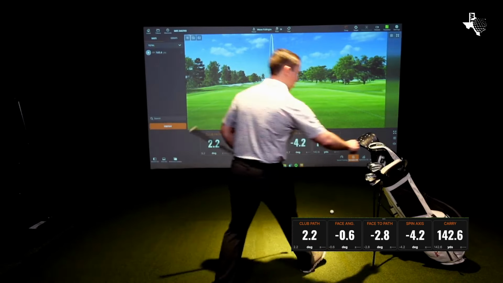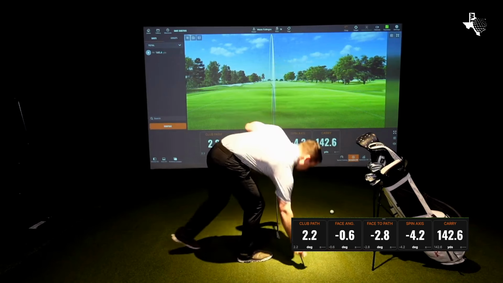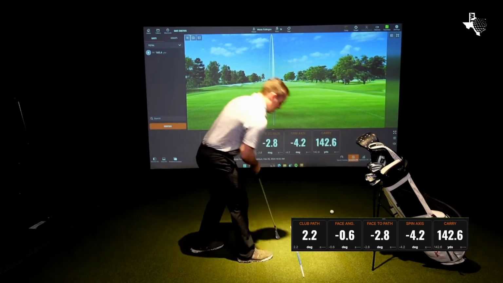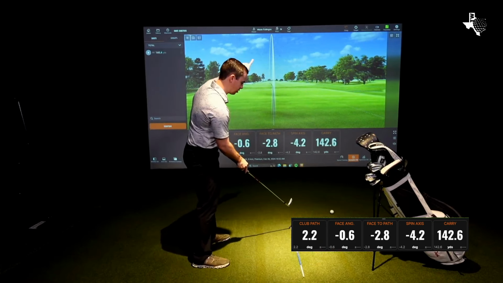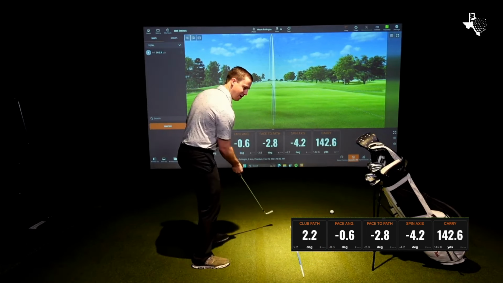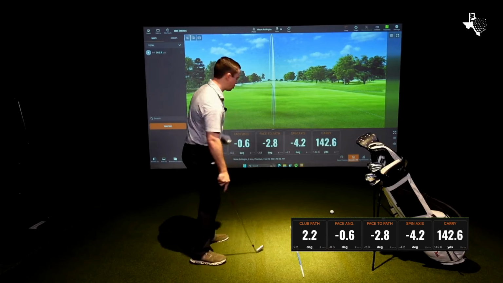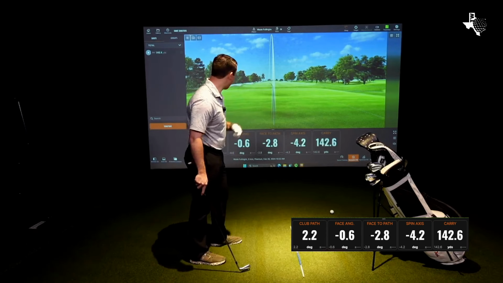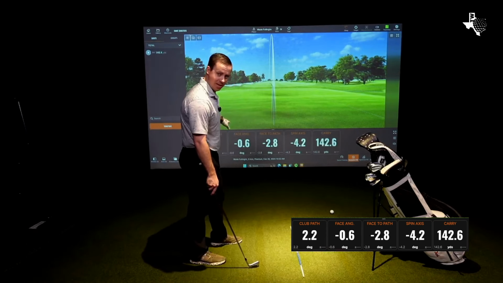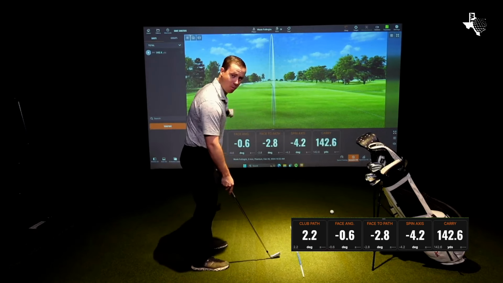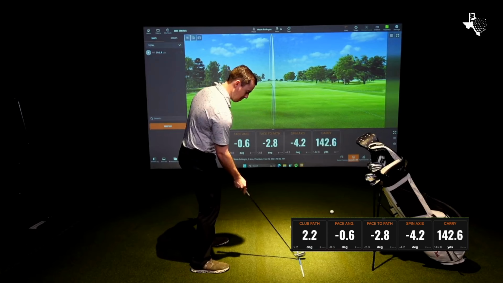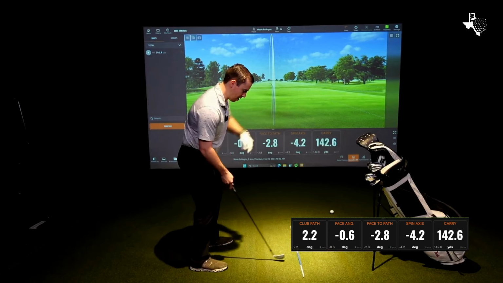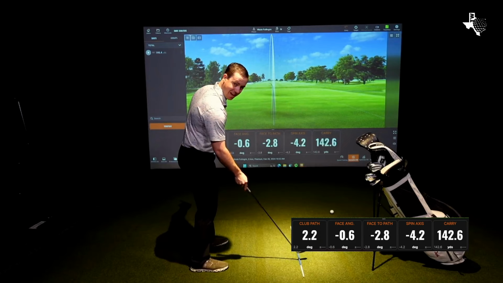If I set an alignment rod down and I point this right at the target, that means my club is moving in to out 2.2 degrees to the right. Out to in would be this way. Down the line would be right here. So I was moving in to out 2.2 degrees. My face was pointed negative 0.6, so it was pointed slightly left of the target at impact. So my path was moving this way. My face was pointed slightly left at impact.